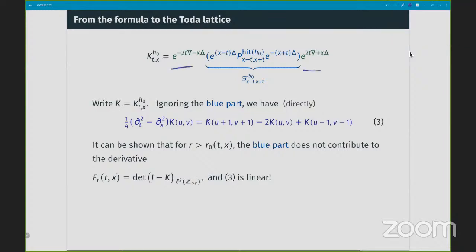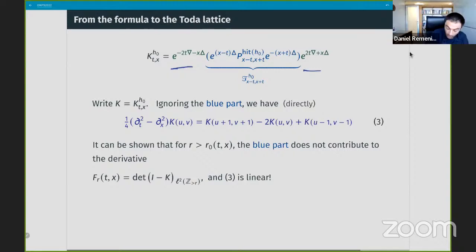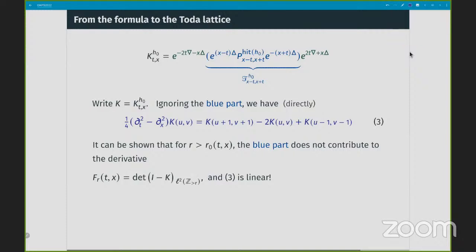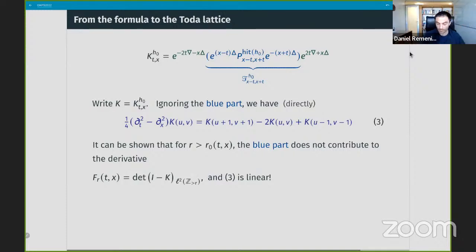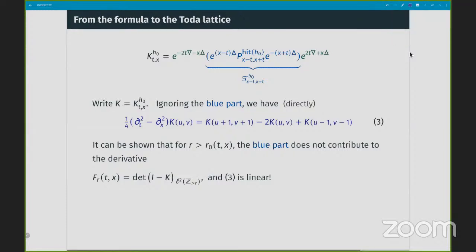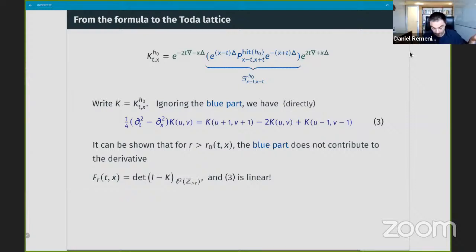P in the center? No, operator of odd number. It's an operator. It's a matrix, if you want. It's an infinite matrix. Each of these pieces are infinite matrices. Okay, so K is a kernel in L2 of Z, but think of it as a matrix, if you want. And you're just multiplying these matrices. Okay, and the three depend on T and on X.